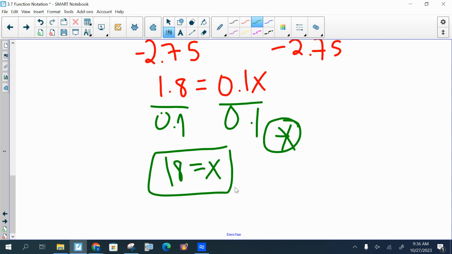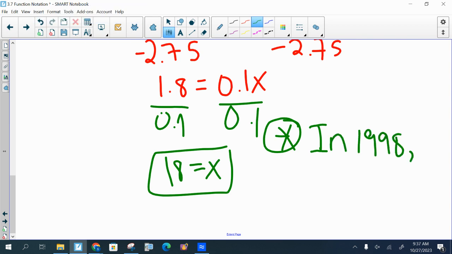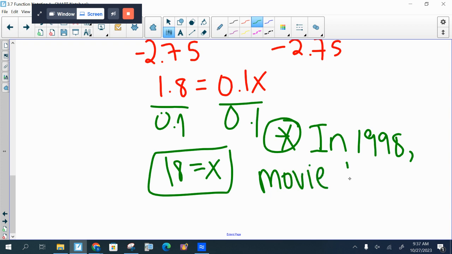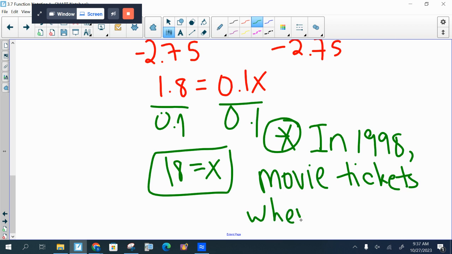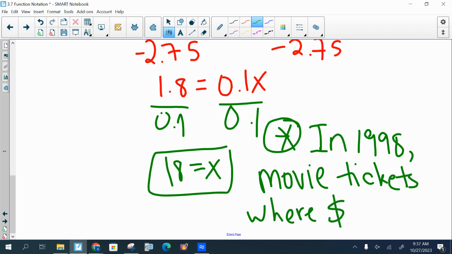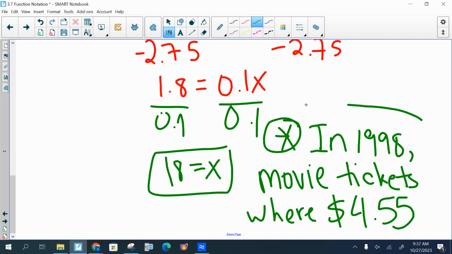Okay, let's raise your hand. Think about the question. Raise your hand if you think you have a response, please. 1998. So in 1998, movie tickets were how much? $4.55. In 1998, movie tickets were $4.55. That's what that means.